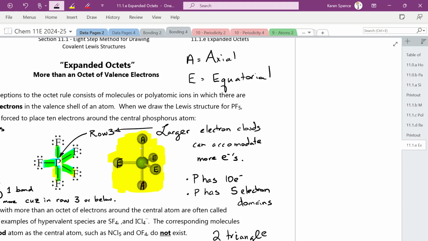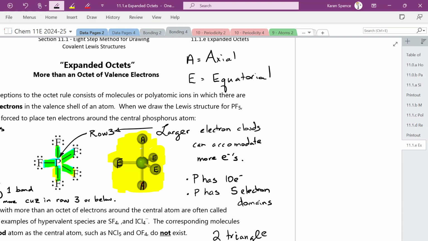So if I were to put my bonding pair, say, on the top, on the axis, it would be at 90 degrees with 3 things. And that's a very close angle. But if I put it on the equator instead, it is only at 90 degrees with 2 things. So that's why we put it there. It is at 120 degrees with the other bonds.